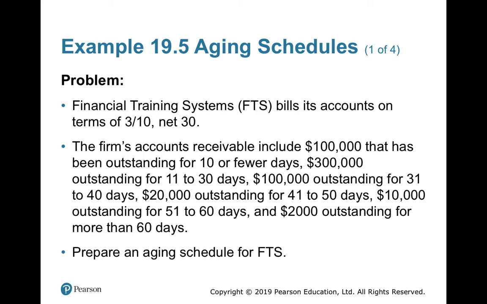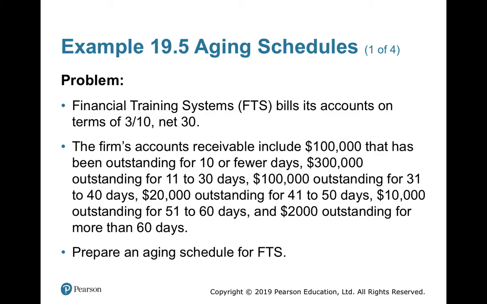Financial Training System builds its accounts on terms of 3/10 net 30. The firm's accounts receivable include 100,000 that has been outstanding for 10 or fewer days, 300,000 outstanding for 11 to 30 days, 100,000 outstanding for 31 to 40 days, 20,000 outstanding for 41 to 50 days, 10,000 outstanding from 51 to 60 days, 2,000 more than 60 days.